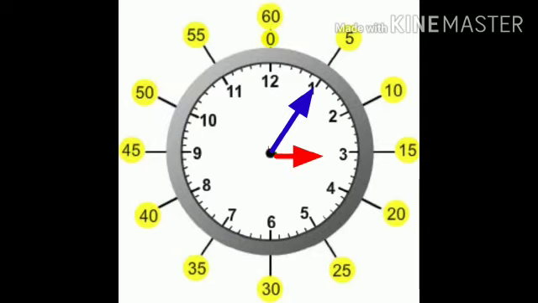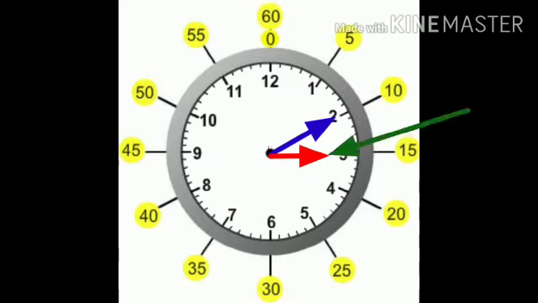Students, here we can see that the hour hand is on 3 and the minute hand is on 1. So the time is read as 3:05 because we have to multiply 1 with 5. 5 ones are 5 and the hour hand is on 3, so the hour is 3. 3 hours and 5 minutes. Students, for reading a clock, we should know the table of 5 up to 12. It helps us to read the clock very easily.